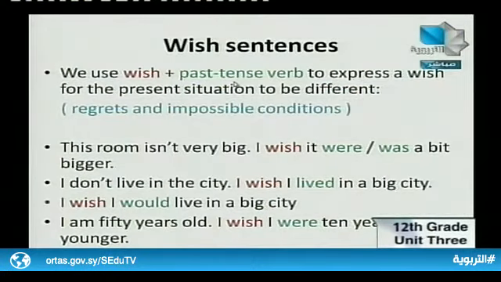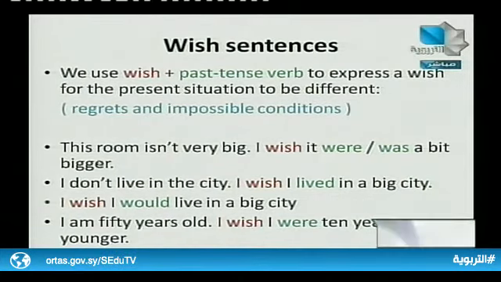Thank you very much. I hope that it is clear now. Okay, let's continue. Ms. Reem, please. We can use wish with the past tense to express regret. In other words, we use wish plus the past tense verb to express a wish for the present situation to be different, regrets and impossible conditions.